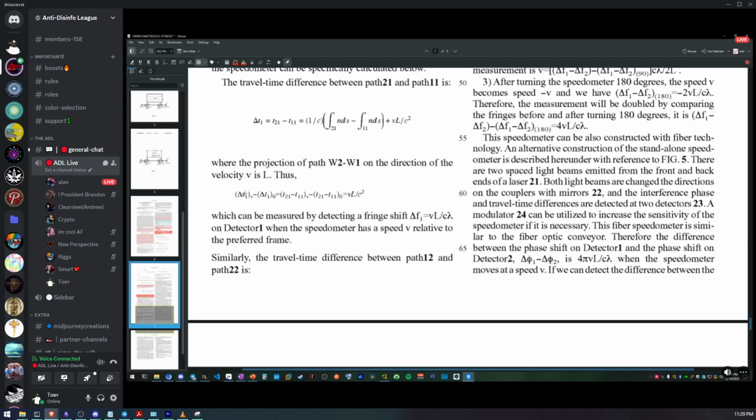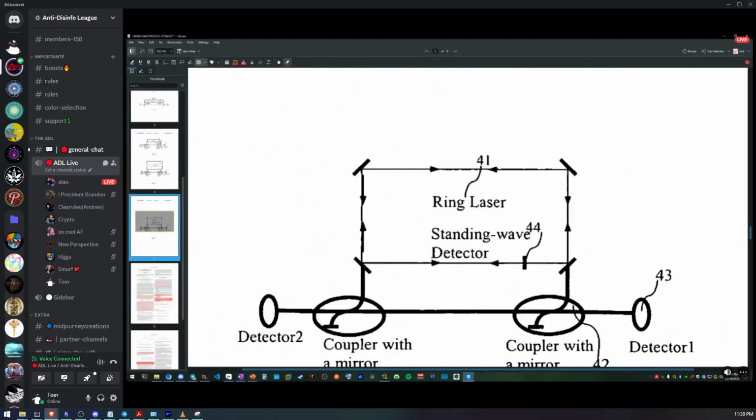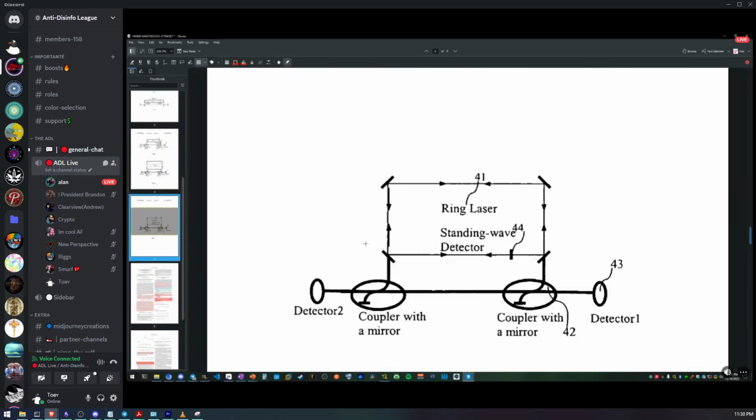Scroll up a little bit. The light paths are shown in where the projection of path W2 minus W1 on the direction of the velocity V is L. So direction of velocity V, the direction of the projection of the path W1, W2, W1. Are those figures W2, W1? Yeah, so the projection path W2 and W1, let me scroll up. I think those were referenced up here.